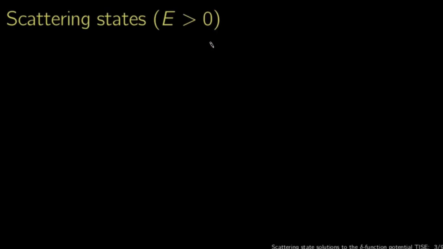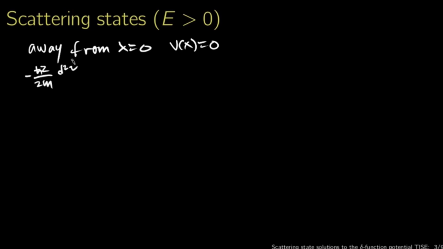So what do our scattering states look like? Well, away from x equals 0, we have V of x equal to 0. That means our time-independent Schrödinger equation looks like minus h bar squared over 2m times the second derivative of psi with respect to x, no potential now, is just equal to E times psi, where energy now is strictly greater than 0.